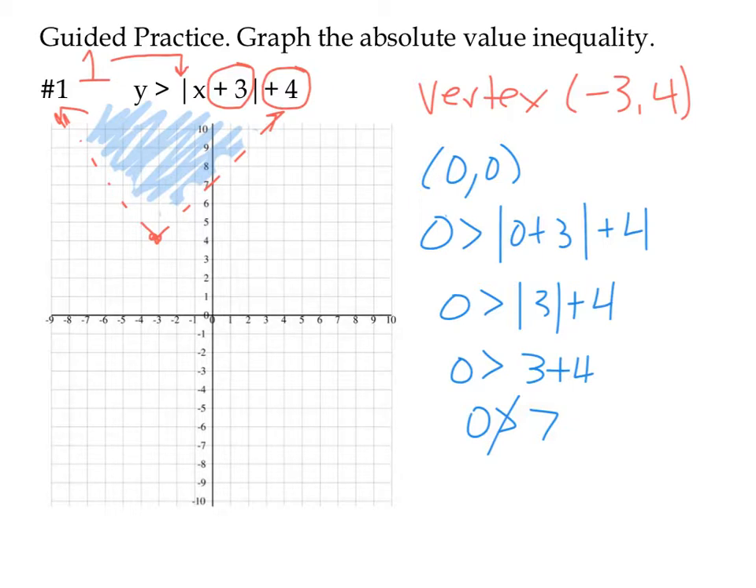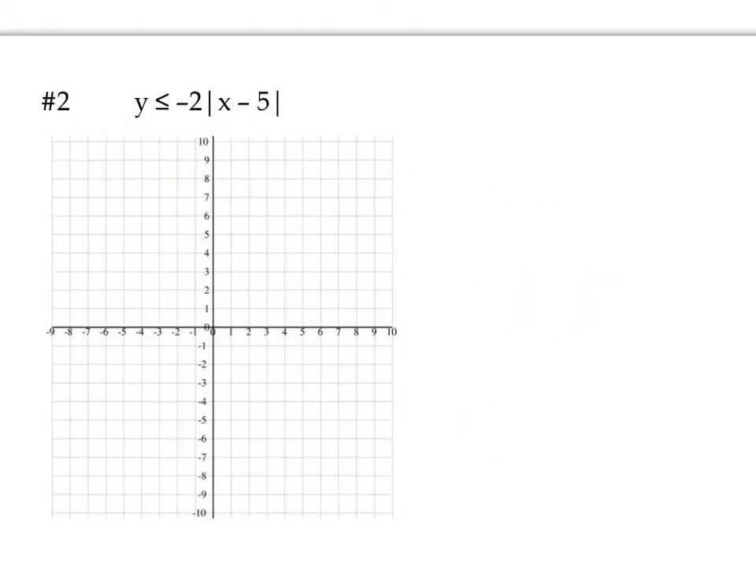Okay? Let's check out another example. So here we have y is less than or equal to -2 times the absolute value of x minus 5. So the vertex is going to be at 5, 0. x minus h, and then plus k. This is our h and our k. So the h is 5, the k is, there's a plus 0.